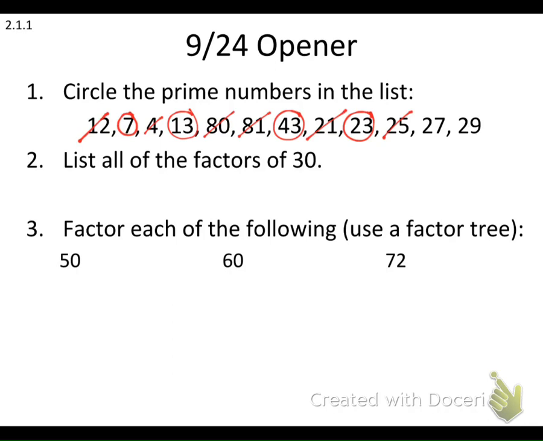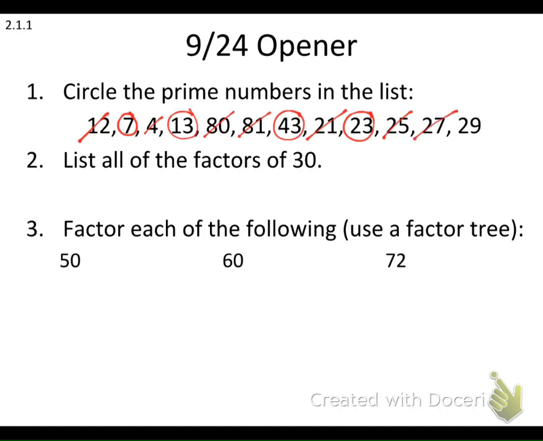What about 27? Prime or composite? Composite. You're right, 3 times something. Somebody help me. 3 times what gives you 27? Close. 9. So we have 3, 9, 1, 27. So we have 4 factors. So it is a composite number.